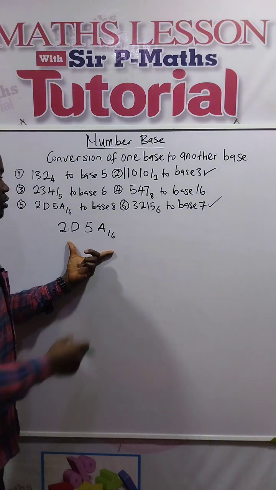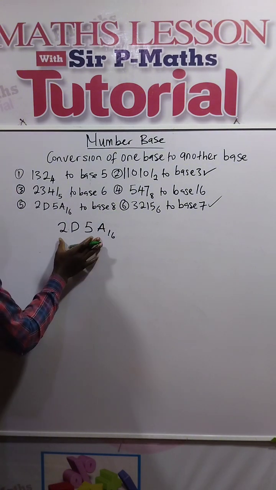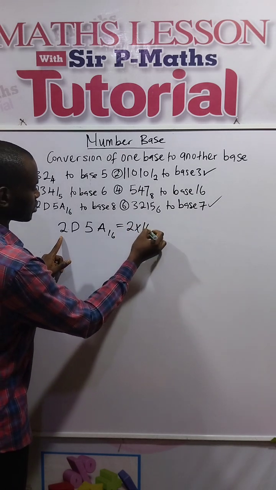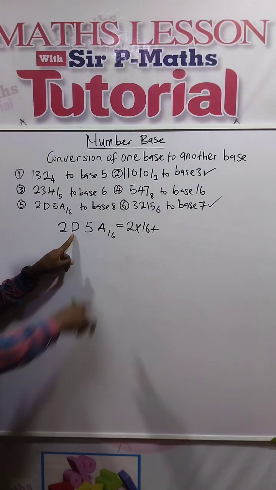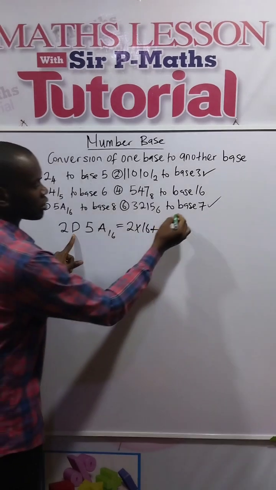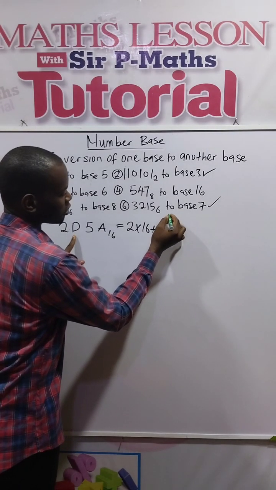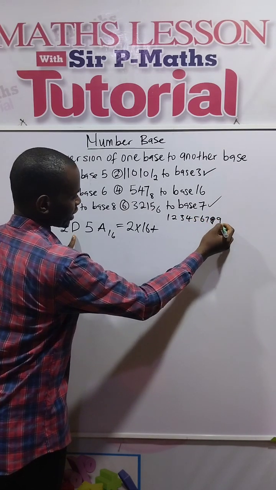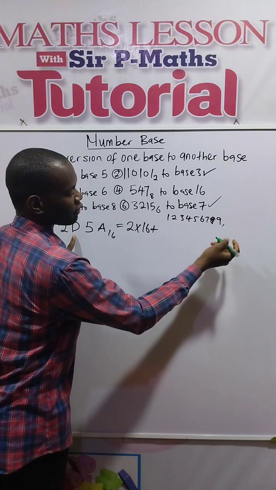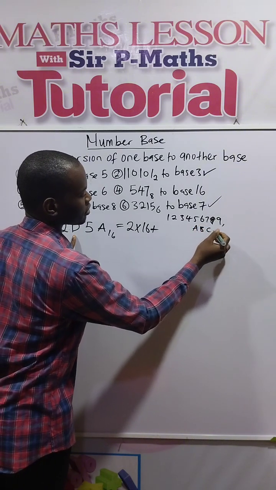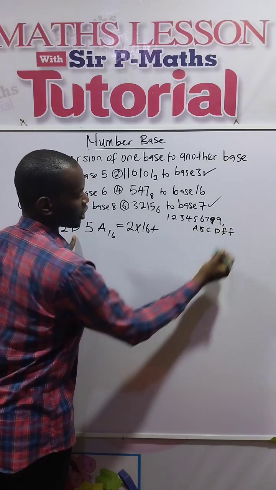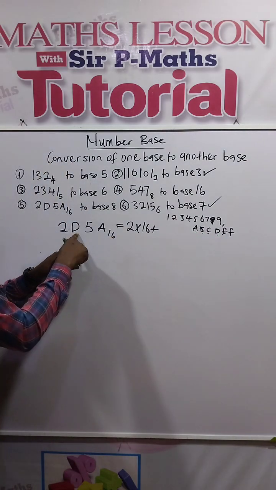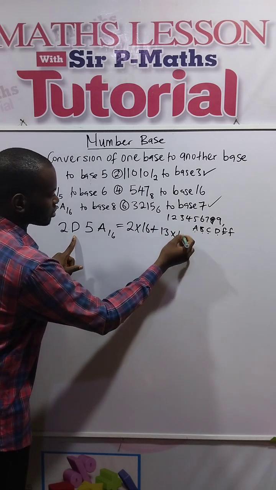So to convert this to base 8, the first thing we have to do is to convert this to base 10. So we are going to expand. We'll say 2 times 16 plus D in number base system is 13. Remember that when you get to 9, if you write 1, 2, 3, 4, 5, 6, 7, 8, and 9, from 10, you start using alphabets A, B, C, D, E, and F. So this is 10, 11, 12, 13. So 13 is D. I'll say 13 times 16.